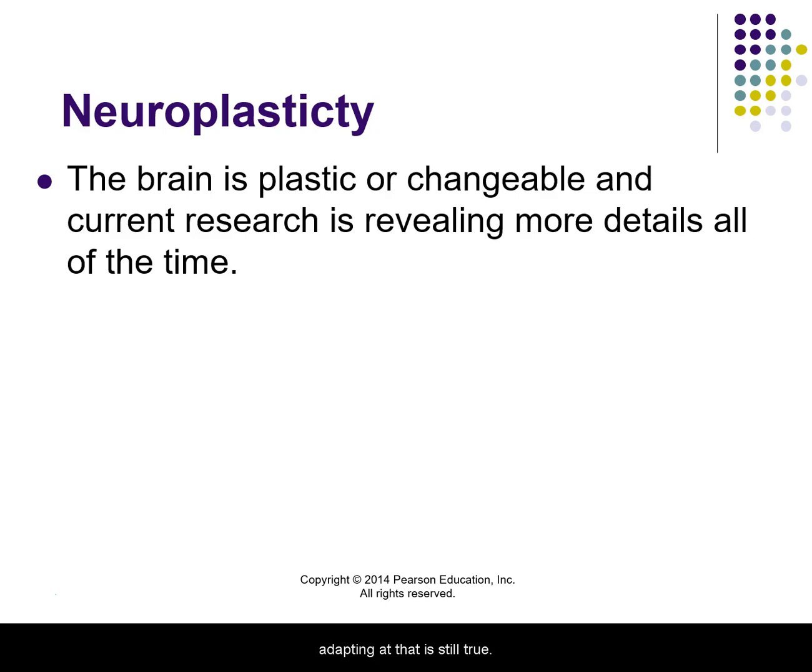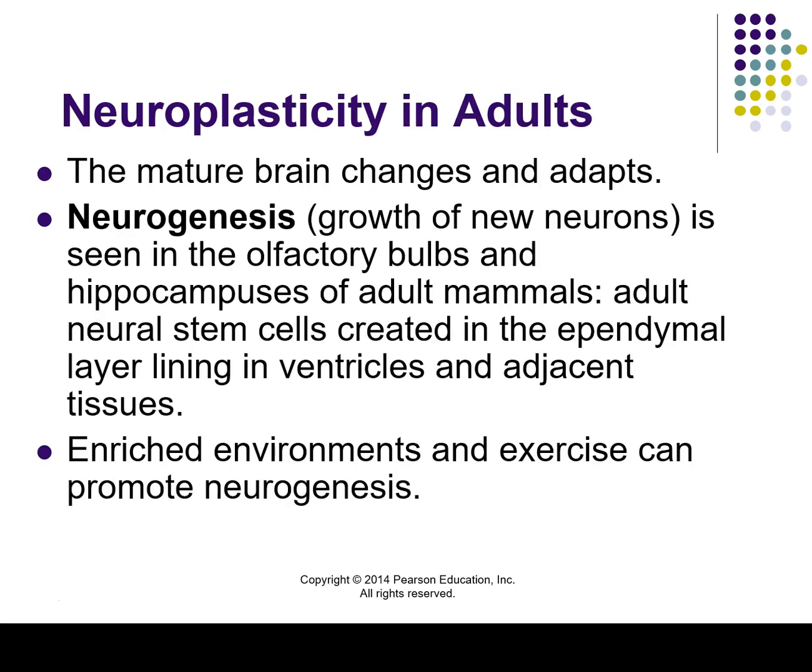And that is still true, but there is research now that's focusing on a lot more of adult brains and how adult brains are still plastic to some extent. So let's talk about that. It says here that the mature brain does change and adapt. You have neurogenesis. And neurogenesis, which is the growth of new neurons, can be seen in the olfactory bulbs and the hippocampus.